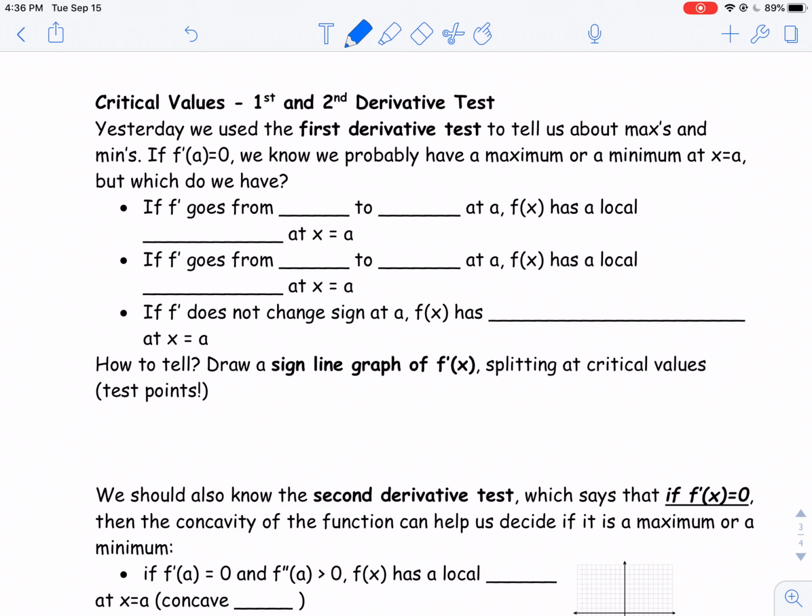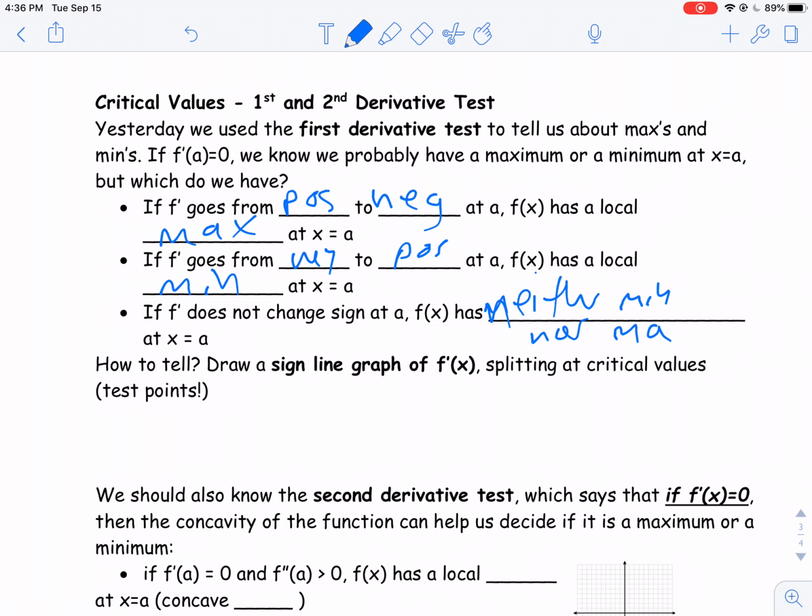Okay guys, so here we are back for the second part of this video. So let's go ahead and do some review. This is what we learned in our last lesson, right? If you have a derivative that goes from positive to negative, that is a local maximum. If you have a derivative that goes from negative to positive, that is a local minimum. If your derivative does not change sign, it has neither a min nor a max.